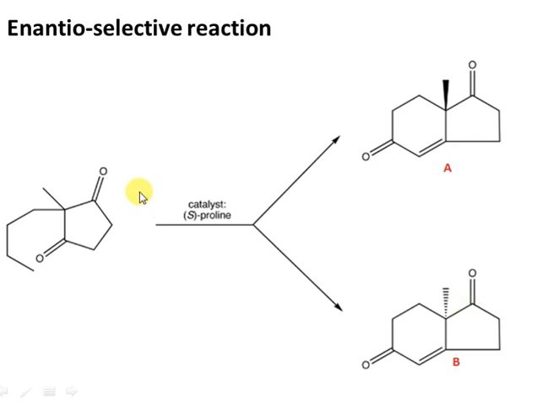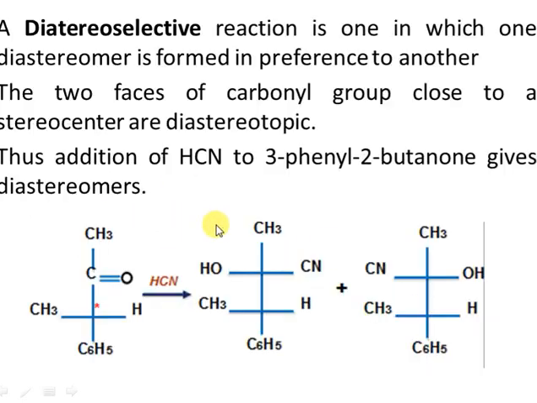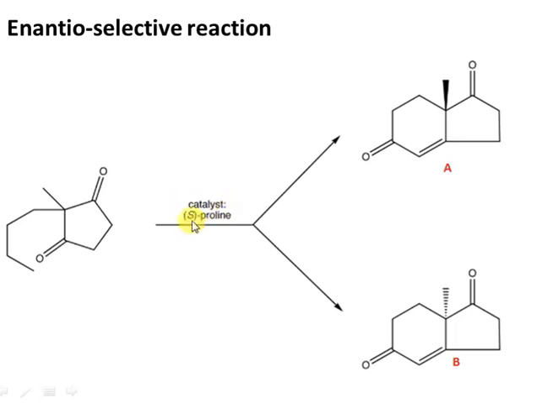So what we are using is a chiral catalyst, and the chiral catalyst is S-proline. So proline is an amino acid, and we are using the S isomer of this proline. So this proline is a chiral catalyst. When we are using S-proline as a chiral catalyst, the reaction results in formation of an enantiomer, right? So one enantiomer is this one, and the other enantiomer is this one.